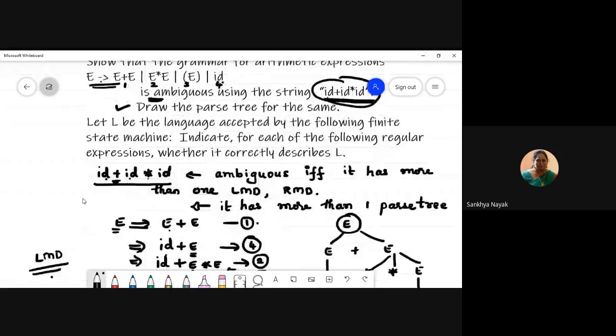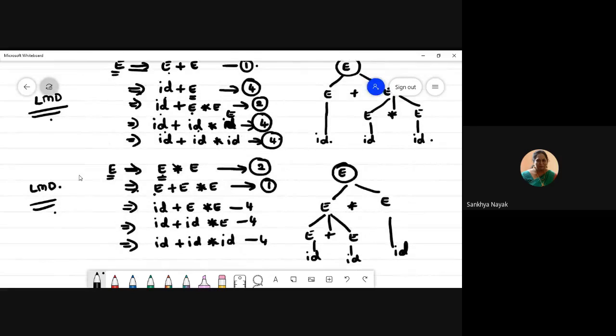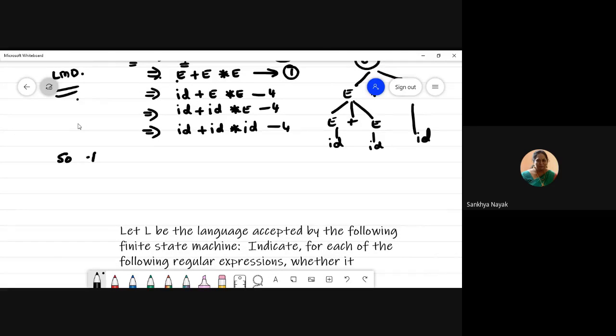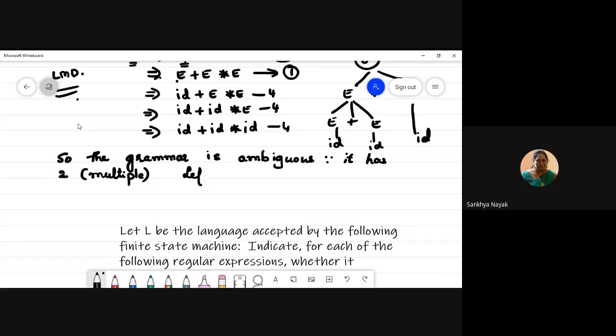So the grammar is ambiguous. Why? Because it has two, or we can also say multiple leftmost derivations for string id plus id star id.